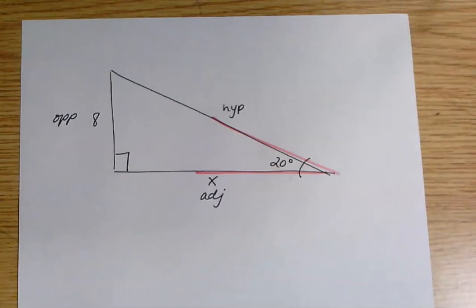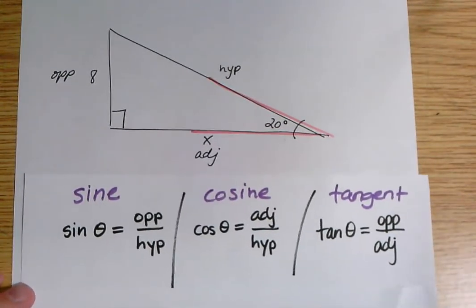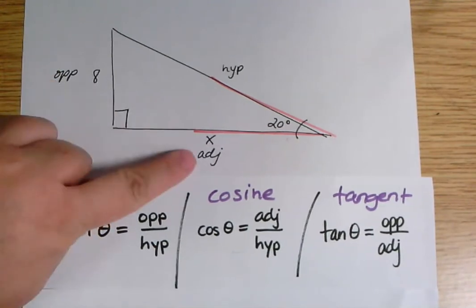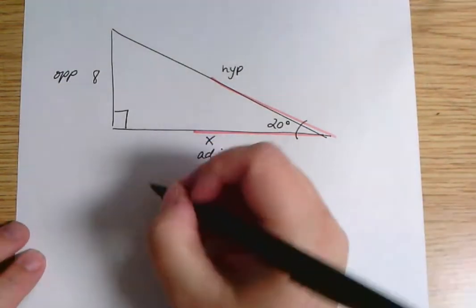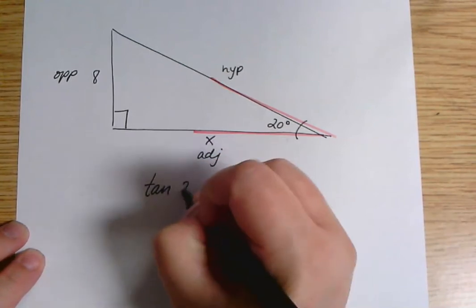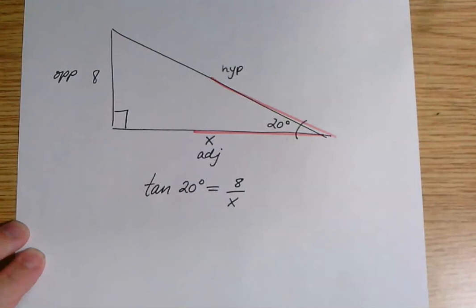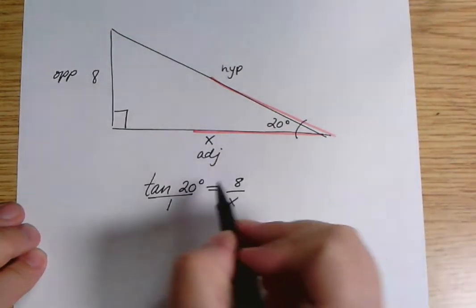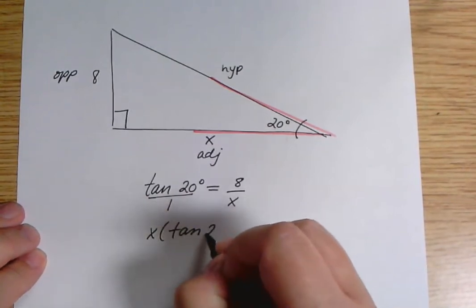Okay, so once I establish that, I'm going to look at my definitions of the sine, the cosine, and the tangent and figure out which one uses opposite and adjacent. And the answer is tangent. So that's how I know what to use here. So I'm going to say the tangent of 20 degrees equals the opposite side over the adjacent side. And I can put this over 1 and cross multiply. X times tan 20 has to equal 1 times 8.